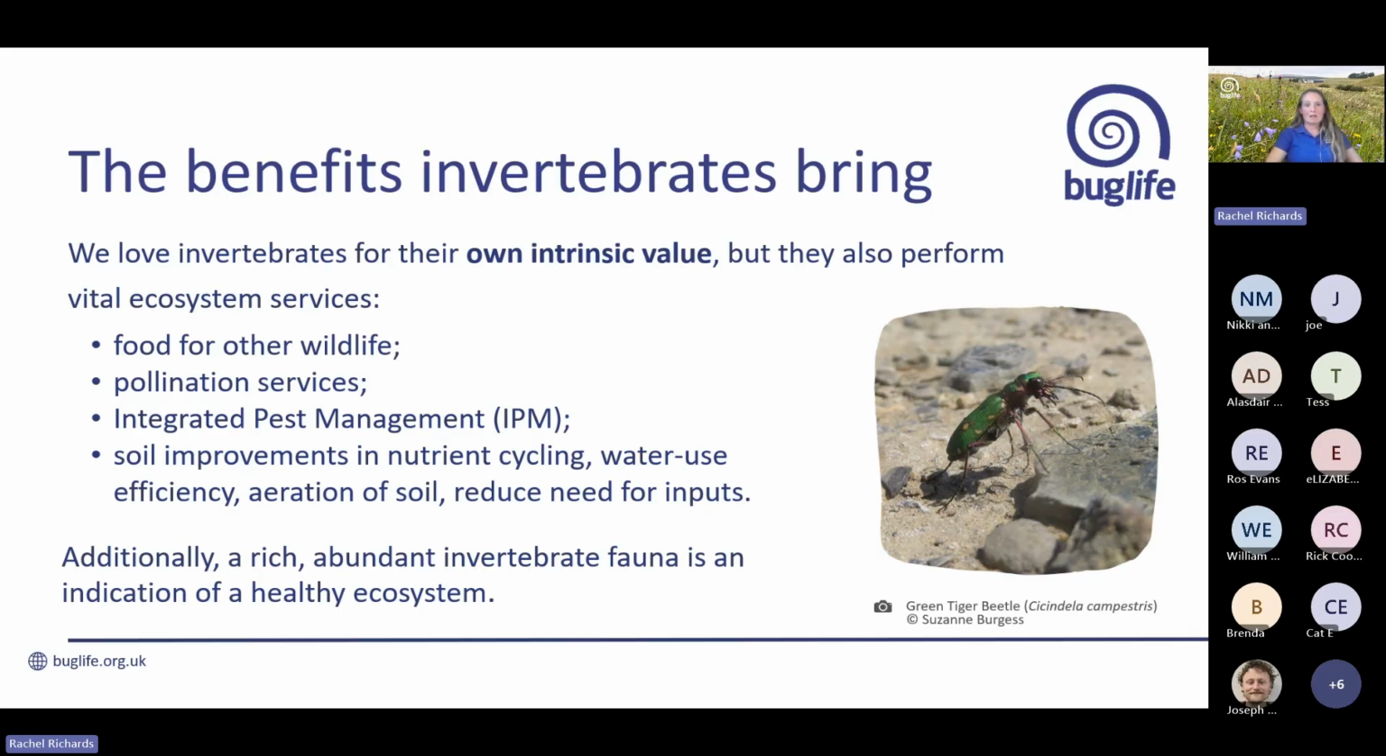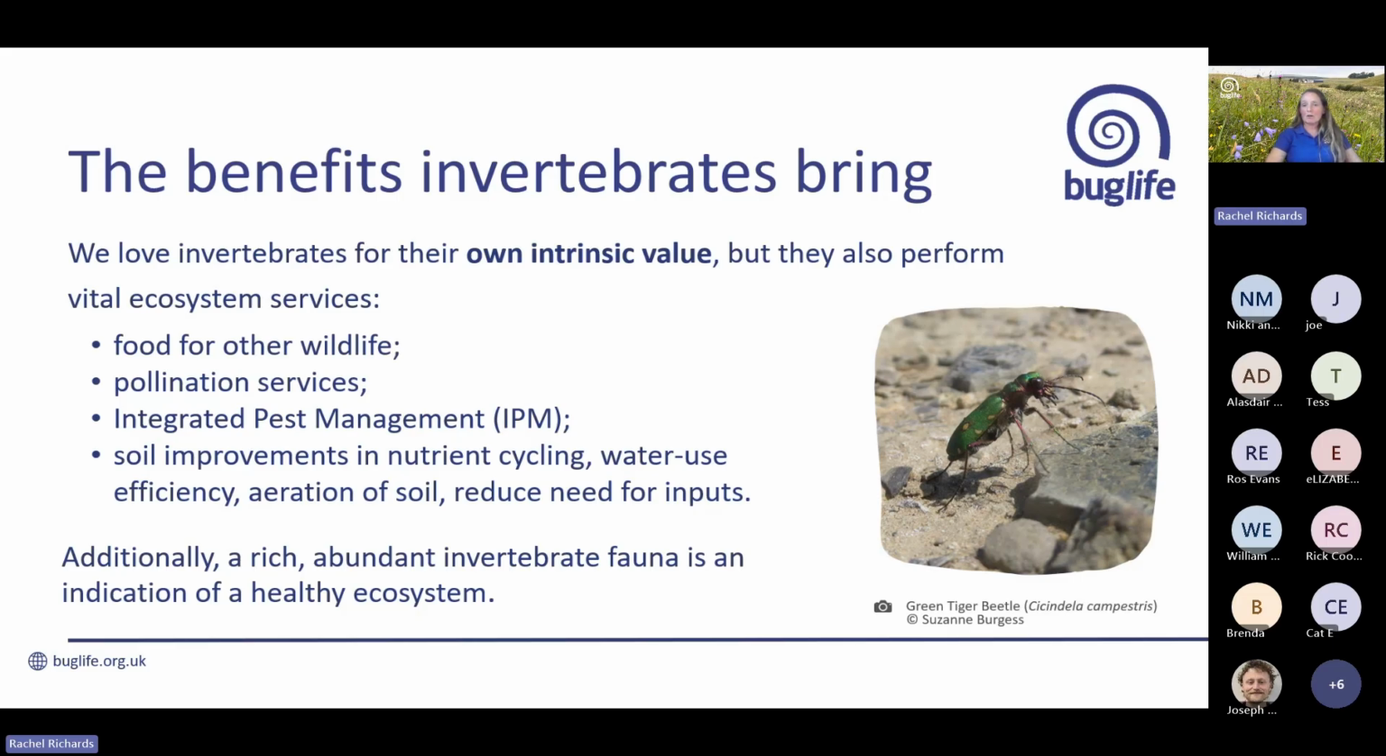So, having that semi-natural habitat that's good for invertebrates is also good for the farmer in managing potential pest insects as well. And they bring soil improvements. So they contribute to nutrient cycling. You think of worms and all the small microinvertebrates in the soil that are decomposing organic matter, recycling it through the soil, aerating the soil, making their burrows so that water can drain, basically making the soil better.